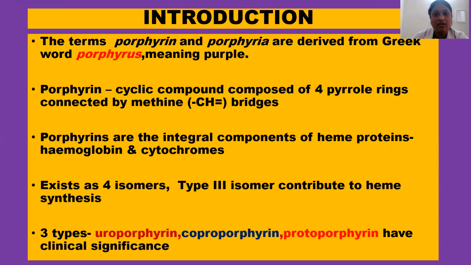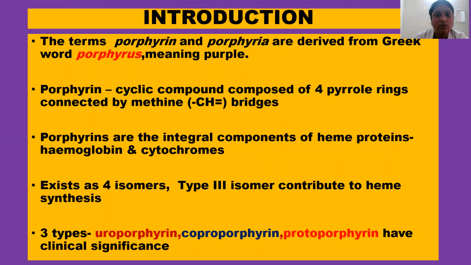The terms porphyrin and porphyria are derived from the Greek word porphyrus, which means purple. So basically a porphyrin compound is a cyclic compound which is composed of 4 pyrrole rings connected by methyl bridges. And these porphyrins are nothing but integral components of heme proteins. So what are the heme proteins? Basically there are many heme proteins, out of which the most commonly we encounter are hemoglobin, cytochrome, and myoglobin.